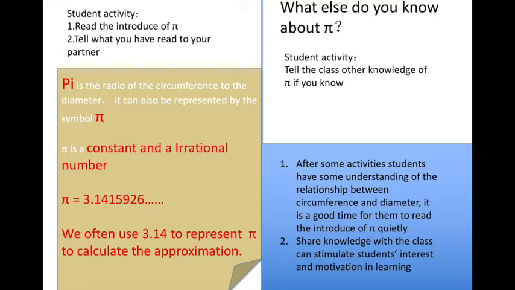There may be some students who have a lot of knowledge of pi, so it's time to give them a stage to show themselves. Students are invited to tell the whole class other knowledge of pi if they know, by asking them, "What else do you know about pi?" The aim of this part is: 1. After some activities, students have some understanding of the relationship between circumference and diameter. It is a good time for them to read the introduction of pi quietly. 2. Sharing knowledge with the class can stimulate students' interest and motivation in learning.